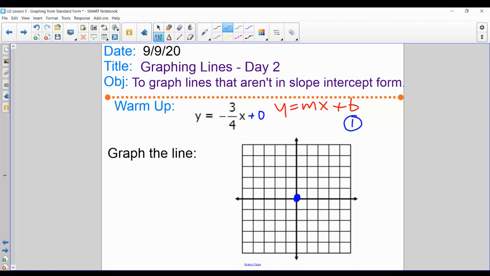Then I'm going to use my slope. I have a slope of negative 3/4. That means negative, I am going down 3 over 4. So I can think of that as negative 3. Okay, the negative and the positive always control the up and the down of the slope. So I'm going to go down 3 over 4, and that allows me to draw a line.